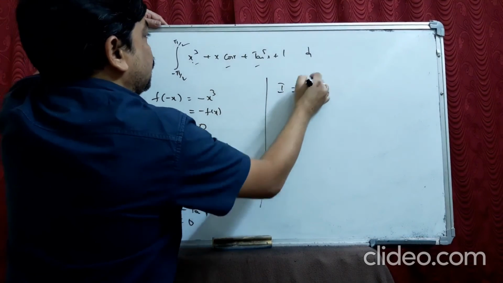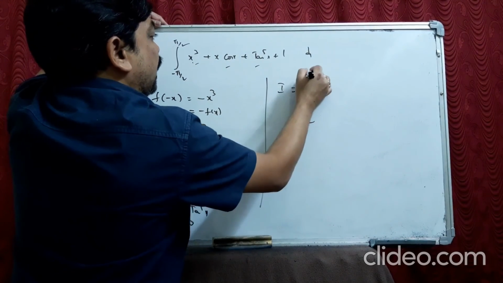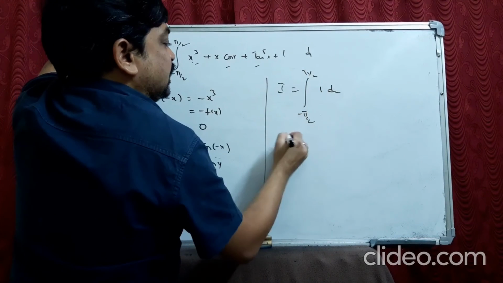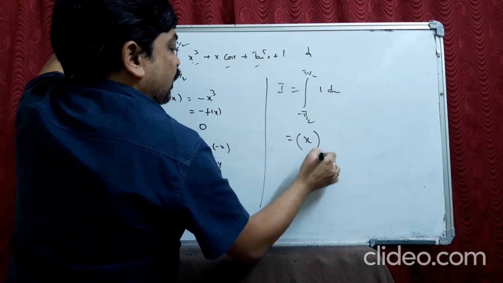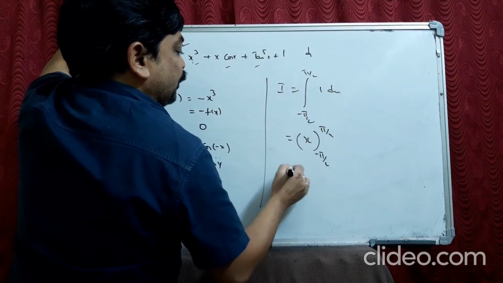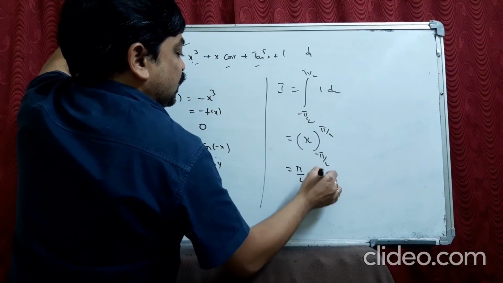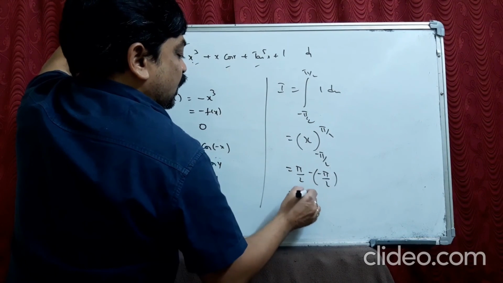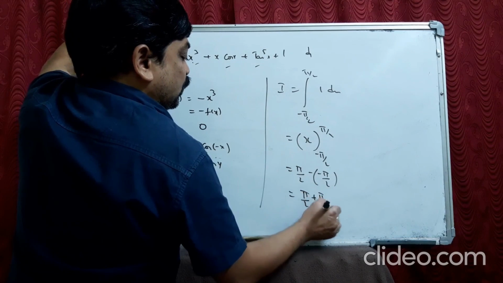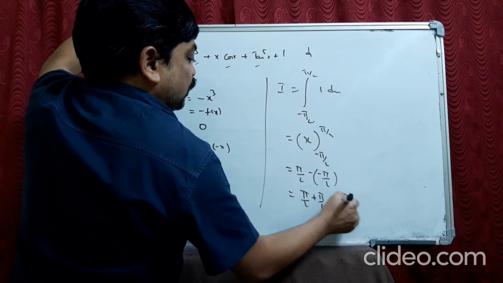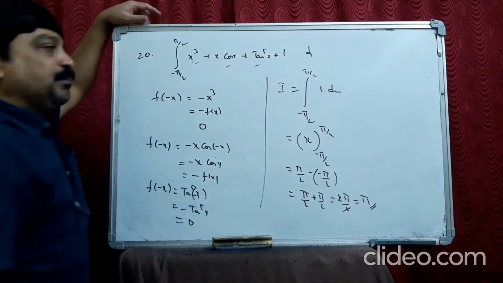Only this becomes 0, 0, 0, 0. The problem becomes minus pi by 2 to pi by 2, only 1 dx. It is x from minus pi by 2 to pi by 2. It becomes pi by 2 minus of minus pi by 2. Pi by 2 plus pi by 2. 2 pi by 2. The answer is pi.